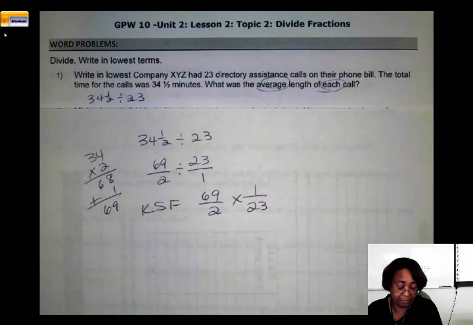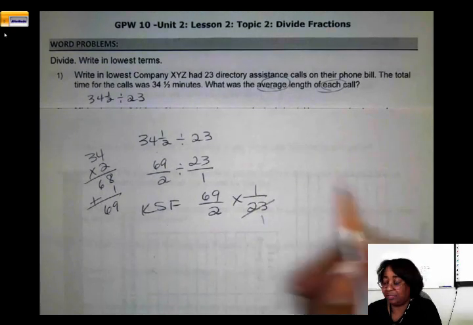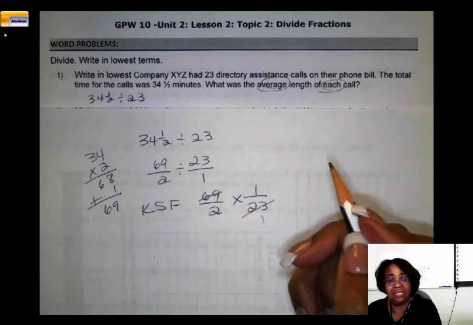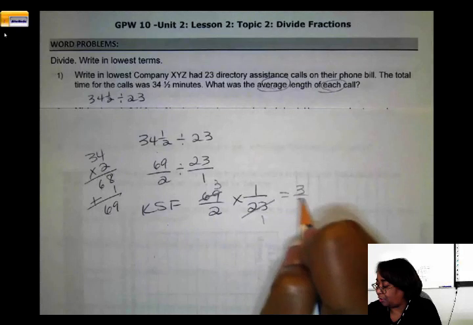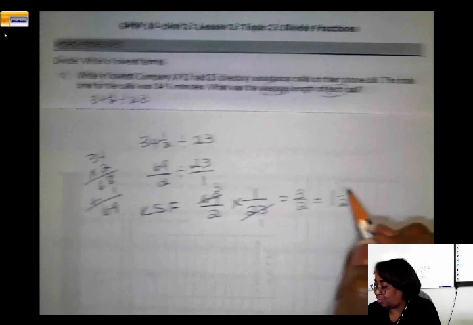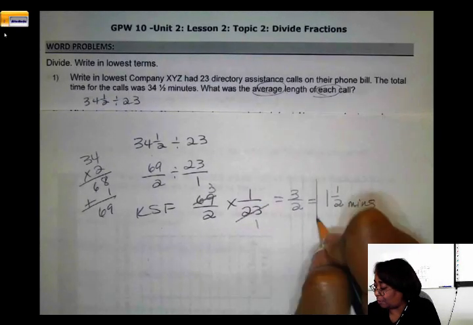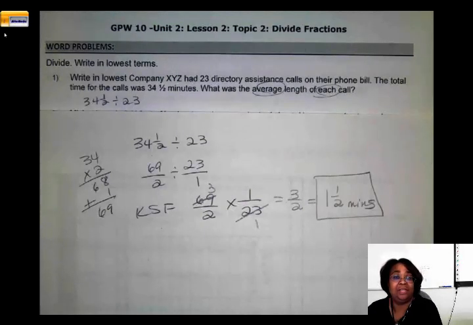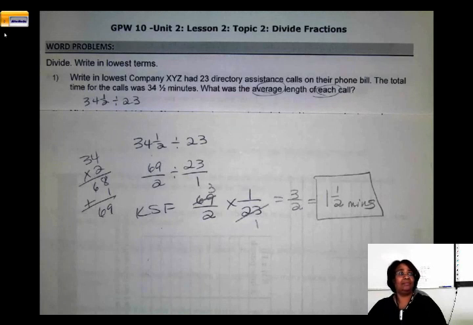Can I cancel? 23 goes into 23 once, and how many times does 23 go into 69? 3 times. That leaves me with 3 over 2. When I reduce it, it's 1 and a half. And then to answer this question, you need to say 1 and a half minutes per call. Because the 34 is the minutes, that's what you're breaking up. So your answer needs to be 1 and a half minutes. There ain't one of those 3-step, 4-part ones.